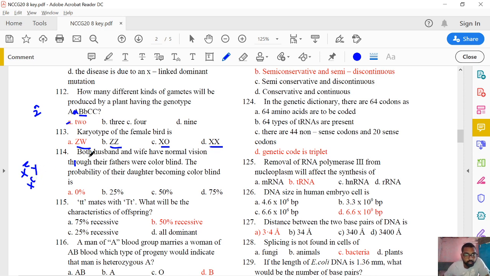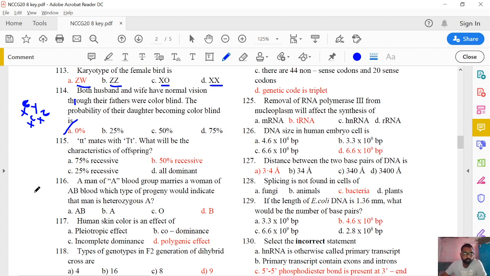The husband has normal vision, which means it is X superscript capital C Y, whereas the female has normal vision, therefore definitely one allele will be capital C. The other allele you have to find out, because she is normal, she can be heterozygous or homozygous dominant. As her father is colorblind, definitely she has to be heterozygous. So the husband is X capital C Y, whereas the wife is X capital C X small c. Now the probability of the daughter becoming colorblind will be 0. There is no probability at all.